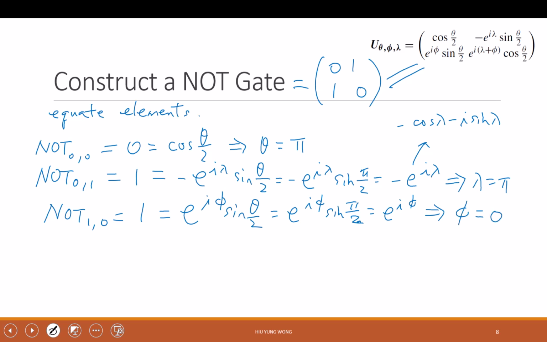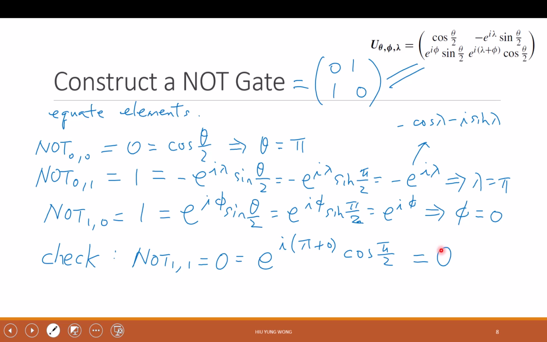Now, I actually fixed all parameters already, but I need to make sure the last element is correct. The 1,1 element equals 0, and let me plug in: e to the power i, lambda is pi, phi is 0, cosine theta divided by 2. I just use this equation: lambda plus phi, lambda is pi, phi is 0, and theta is pi. So cosine pi divided by 2 is 0. So this is correct.